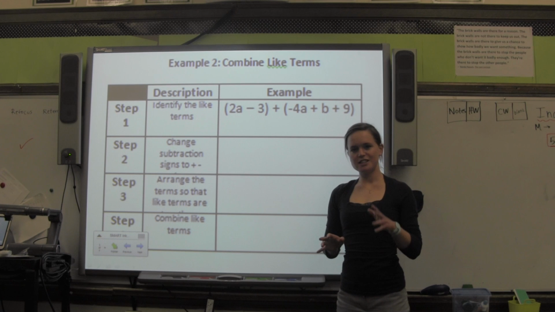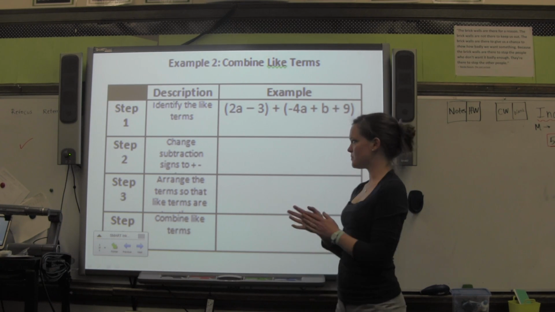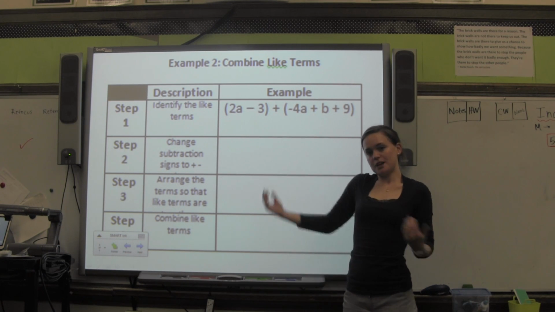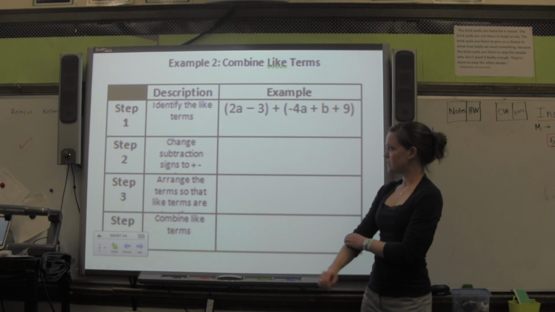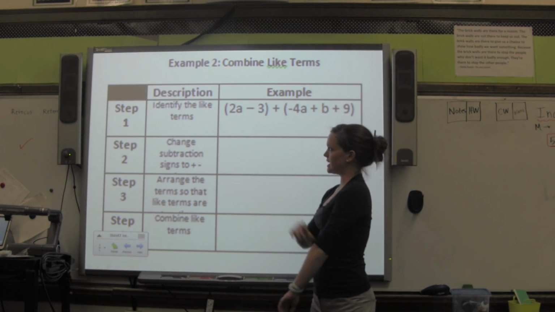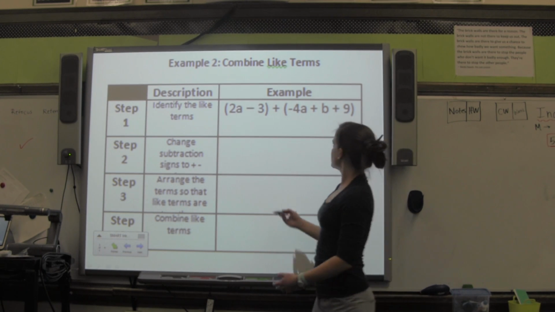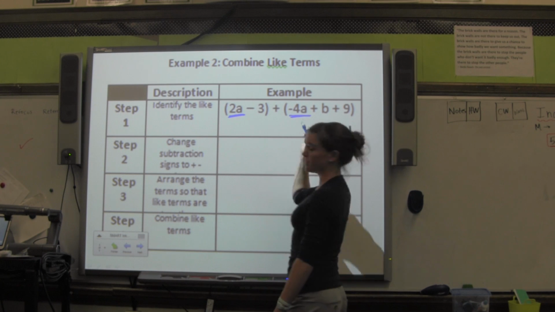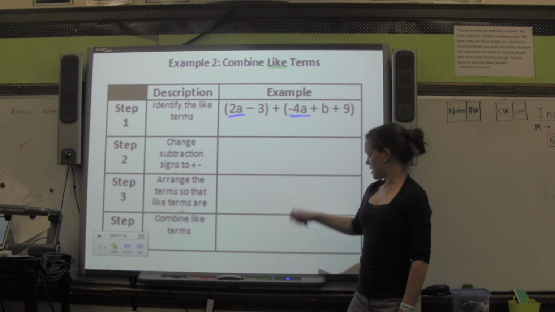Okay, welcome back. Here's example 2, and then you'll be ready for section 2 of your classwork. So this is really similar, except now we have some parentheses. So same exact process. First thing we're going to do is identify the like terms. This time I'll use a color. So I'm going to identify the 2a and the negative 4a. Those are like because they have the exact same variable part, which is a, as green.